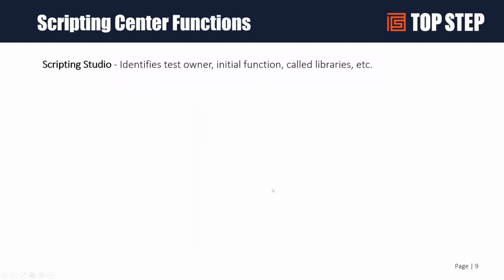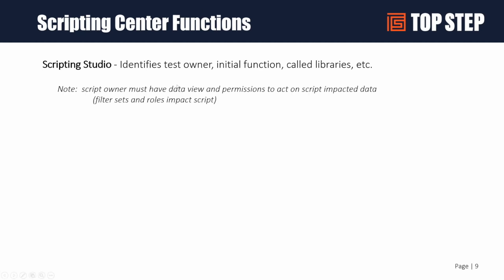Okay, so the first thing is the scripting studio. This identifies the test owner, the initial functions, which libraries are called. And this is the main area within form scripts where you're running from, a save button, or before the save or after save.